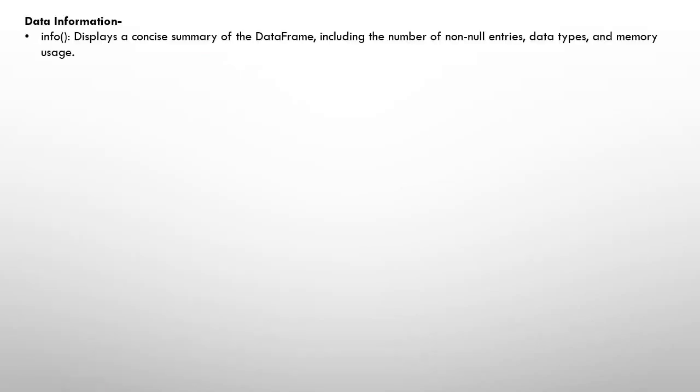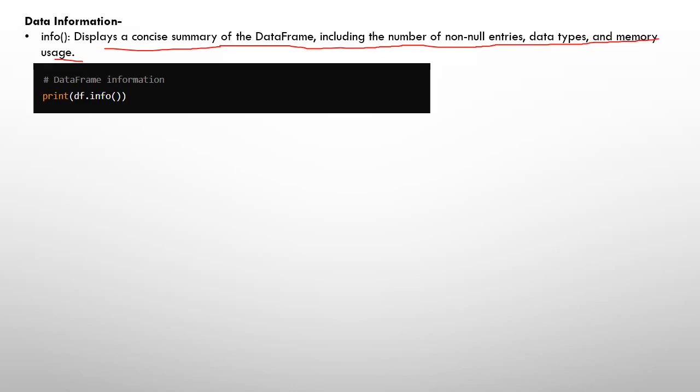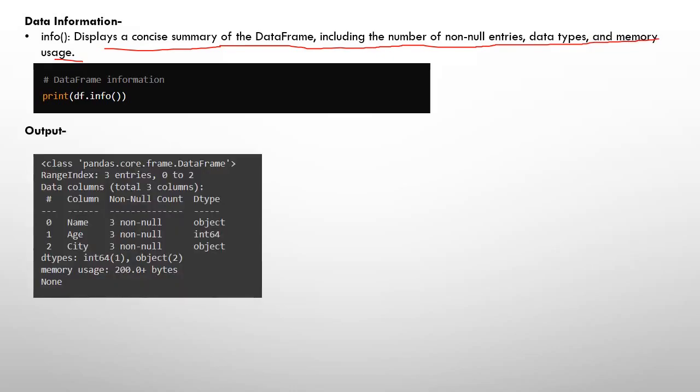Data information. Using the info function, we can get a concise summary of the data frame, including the number of non-null entries, data types, and memory usage. For the example in the previous slide, if we use the info function, this is the output that we will get, giving us a concise summary of the data frame.